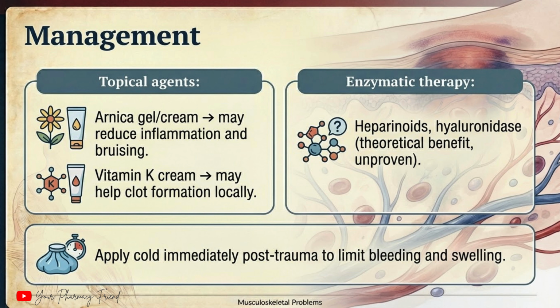Management of bruising can include topical agents such as arnica gel or cream, which may reduce local inflammation and bruising. Vitamin K creams may support local clotting. Some enzymatic preparations, including heparinoids or hyaluronidase, are theorized to disperse fluid and reduce swelling, although clinical evidence is limited. Cold therapy immediately after trauma can further limit bleeding and swelling.